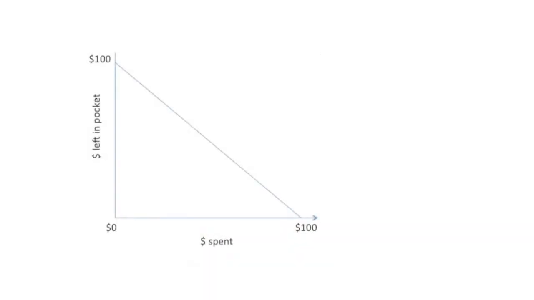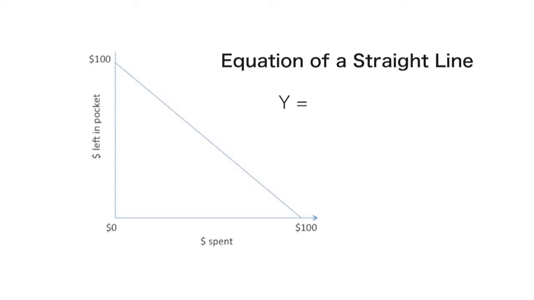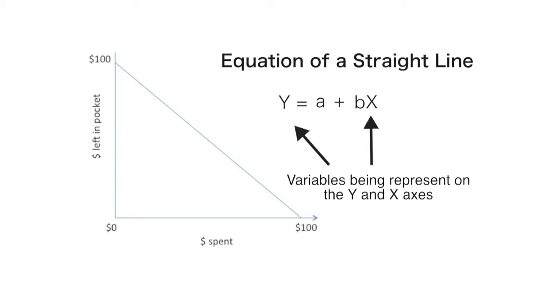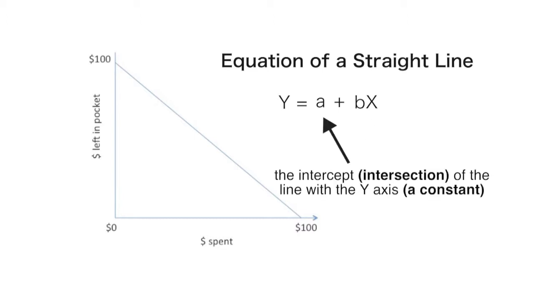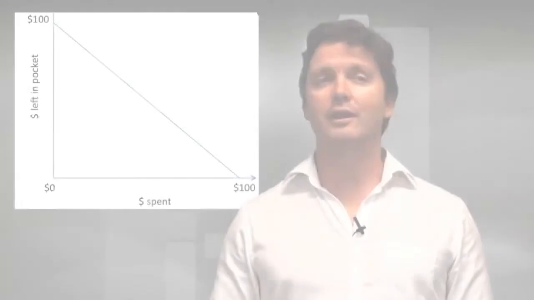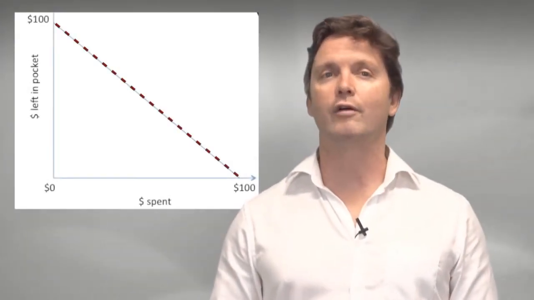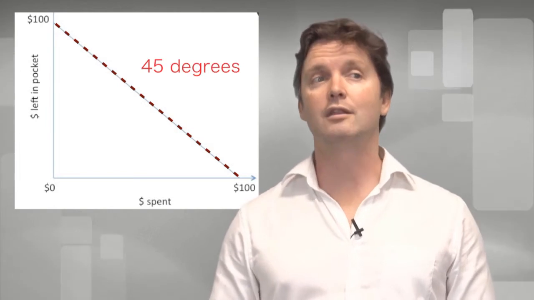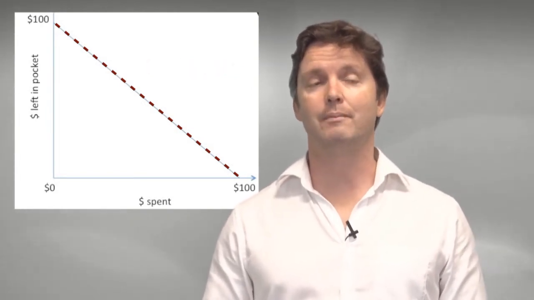So can you write this equation? You may recall from your education about algebra that the equation of a straight line is y equals a plus bx, where y and x are the variables being represented on the y and x axes. B is the slope of the line. A is the intercept, or the intersection of the line with the y-axis. In other words, it's known as a constant. This is a line with a negative slope that's inclined at 45 degrees, which means that b is going to be negative in this example.